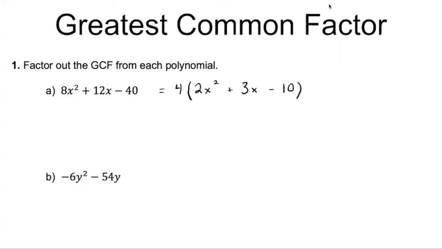Now, if we look at our second example, both of these terms are divisible by negative 6. So I'm going to factor out that negative. Both of these terms also contain a y. The greatest common factor of y is just y. So then what I am left with is just y for the first term. And now the sign is going to change also for the second one. It becomes addition, and it's 9.